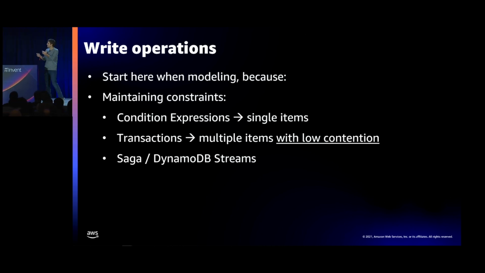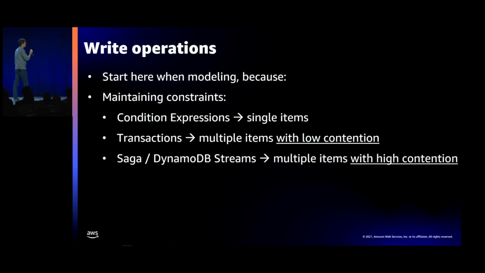If you want to know more about these, I would say check out Rick Houlihan's talk from last year's reInvent. He showed a lot of really cool patterns there. He also has a talk Friday here that it's always the best talk of reInvent, so make sure you go see that one. But Saga, DynamoDB streams, that's great for maintaining constraints. We have multiple items that have high contention. You don't want to involve it in an actual DynamoDB transaction.